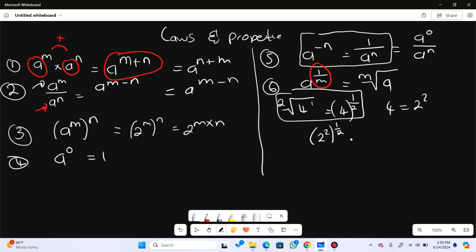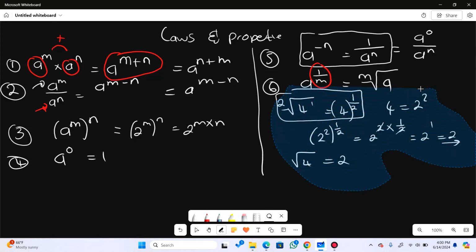Now looking at property number 3, we can multiply these two exponents here, and hence we get 1, so we get 2 raised to the power 1, which is the same as 2. So we can now conclude that the square root of 4 is equal to 2.